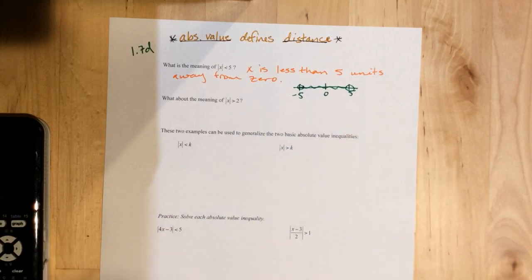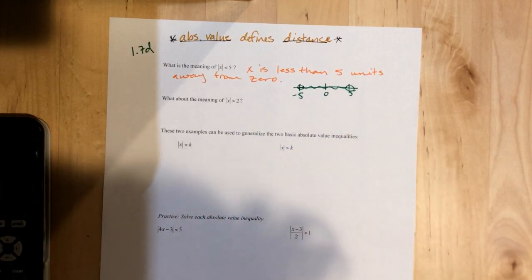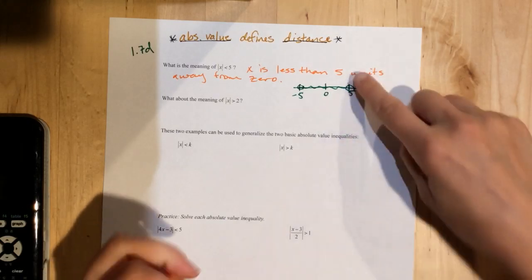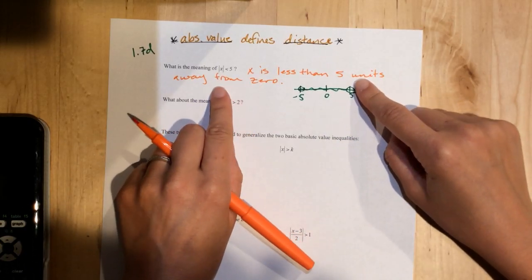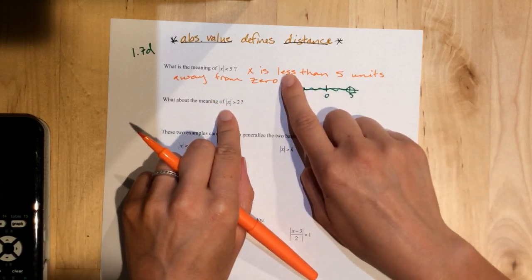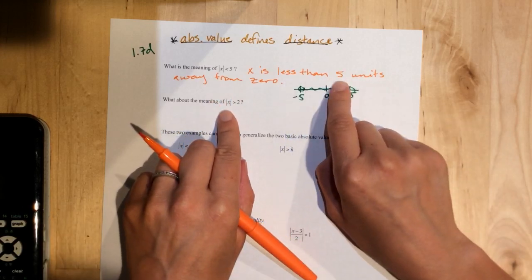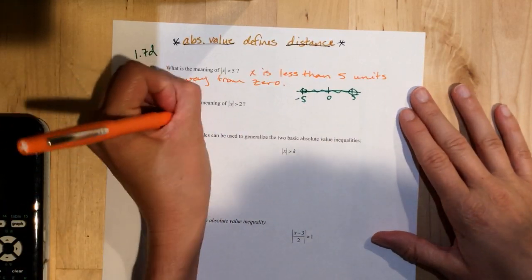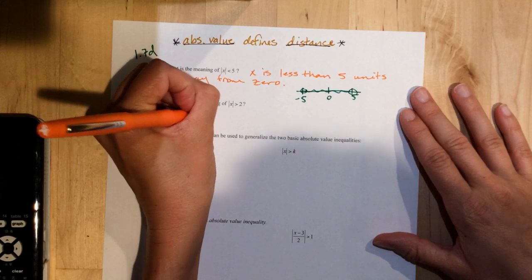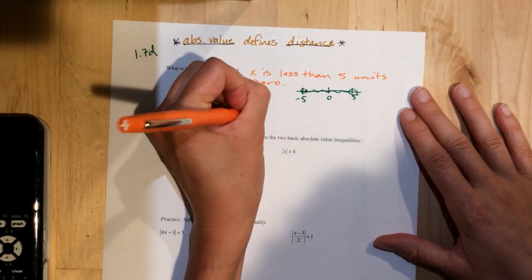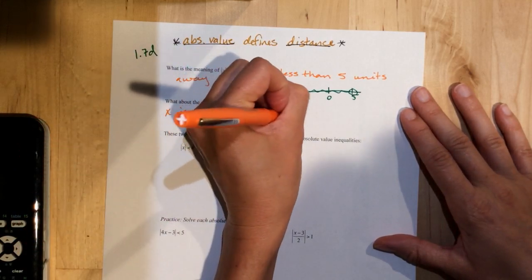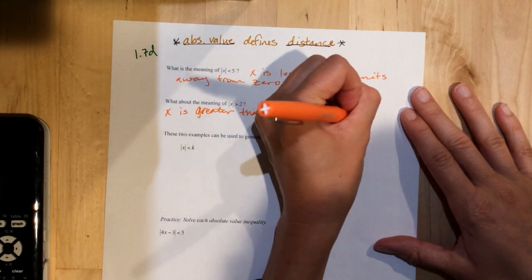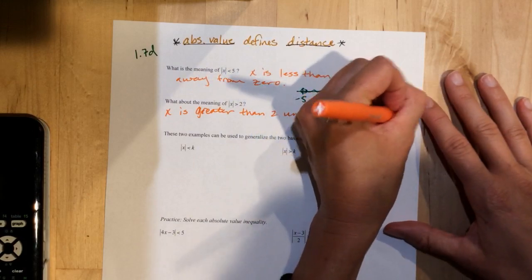So on the flip side of that, what if I have that the absolute value of x is greater than 2? Basically it's the same thing as what I have here in orange, except you change less than to greater than and 5 to 2. So x is greater than 2 units away from 0.